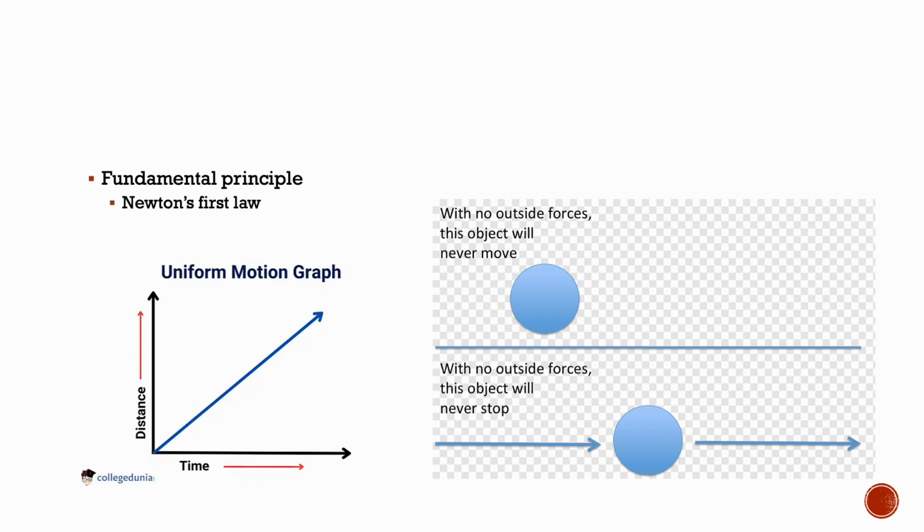The fundamental principle behind this experiment is Newton's first law. Newton's first law says that every object will remain at rest or in uniform motion in a straight line unless compelled to change its state by the action of an external force, which means that when the net force on an object is zero, the object would move in uniform motion, as described in the graphs here.